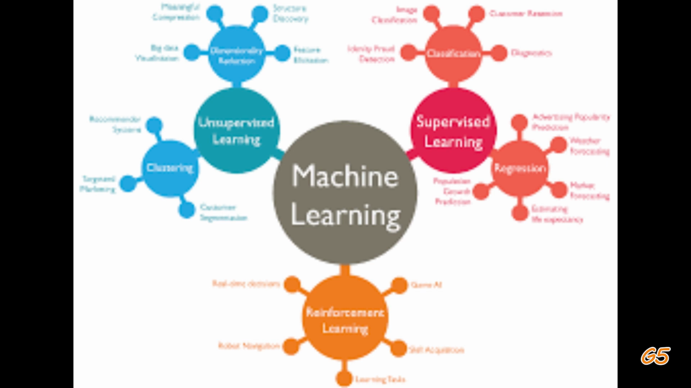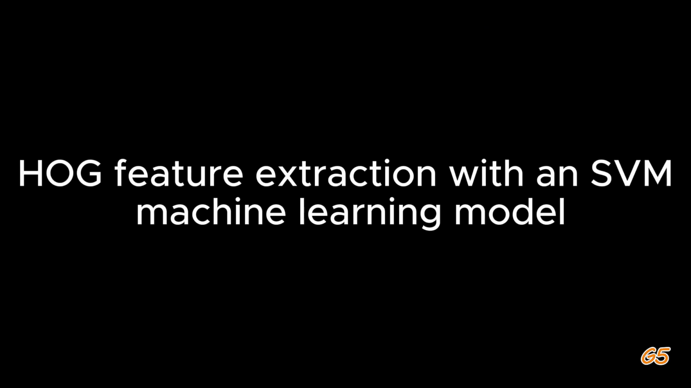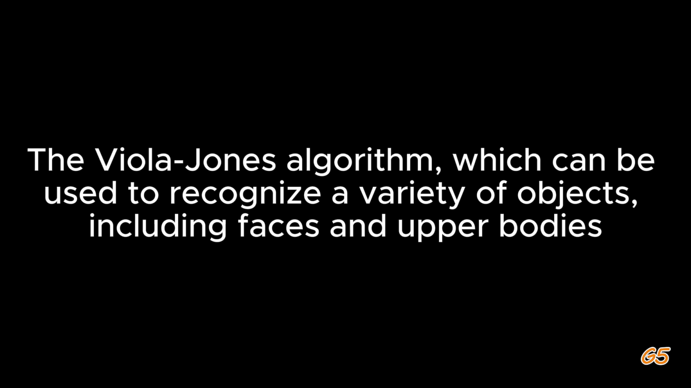Machine learning techniques are also popular for object recognition and offer different approaches than deep learning. Common examples of machine learning techniques are HOG feature extraction with an SVM machine learning model, bag of words model with features such as SURF and MSER, and the Viola-Jones algorithm, which can be used to recognize a variety of objects, including faces and upper bodies.